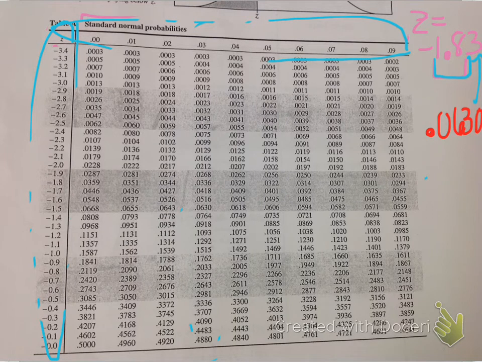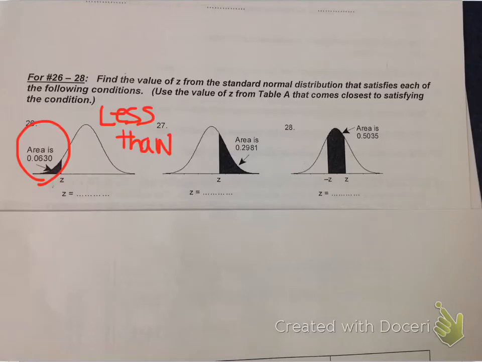is I need to go backwards. I'm finding a z-score, so I'm looking inside the chart for this number, 0.0630. I see 0.0618, and then here I see 0.0630. To go backwards now, I need to say what z-score is that. And I see a negative 1.5 for the first two digits, 3. And that's going to represent this area. Z is equal to negative 1.53.